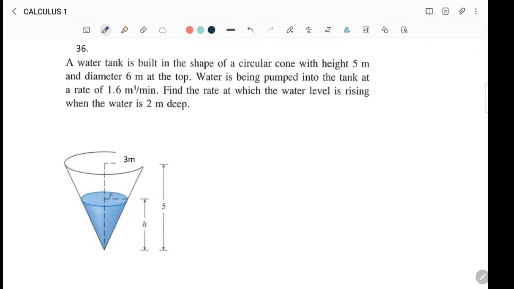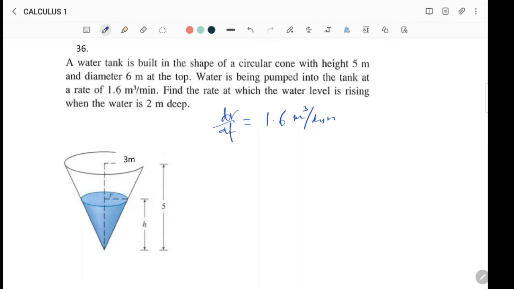A water tank is built in the shape of a circular cone with height 5. Total height is 5. Diameter is 6, so radius is 3. Here we can check water is pumped into the tank at the rate of this. So dV over dt is given 1.6 meter cube per minute. Find the rate at which water level is rising when the water is 2 meter deep.